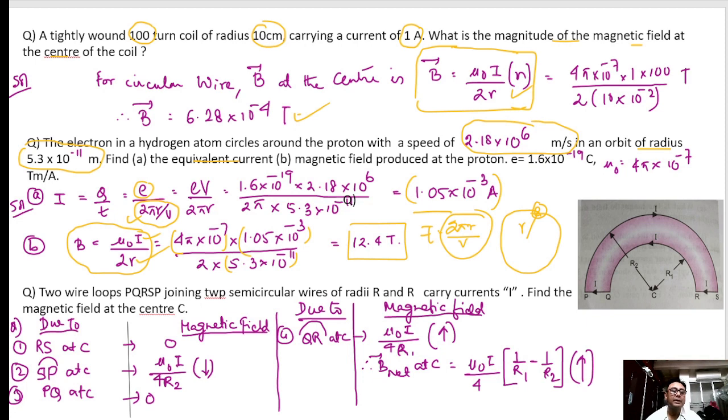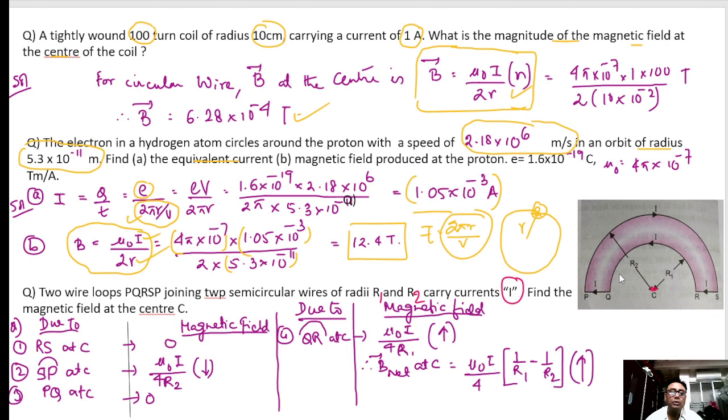Next, friends, look here. There is a loop PQRSP. This is a semicircular loop shown here. The radii are given as R1 and R2. They are carrying the same current. Find the magnetic field at the center. Please watch here.